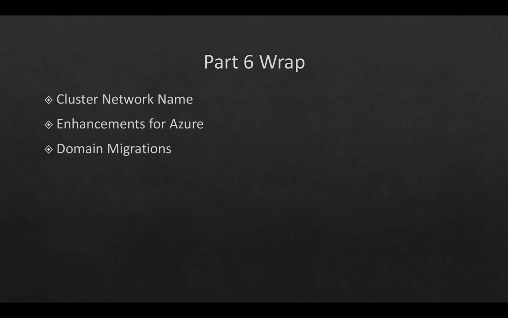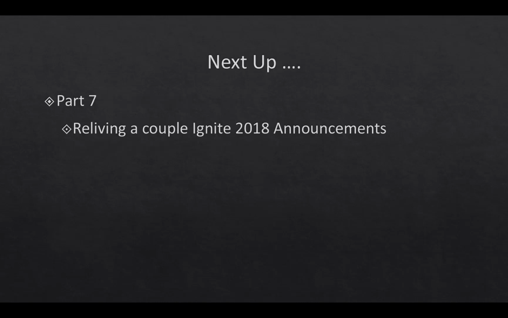So to wrap this up, we talked about the new cluster network name. It can now be a distinguished name so that no cluster IP is required. In an Azure scenario, no more internal load balancer IP address will need to be created to connect to the cluster. Some of the enhancements for Azure, we're detecting this in Azure. We're logging events. We can react to the scheduled host events that are there. And then domain migrations. Move it from one domain to the other while keeping your cluster intact.